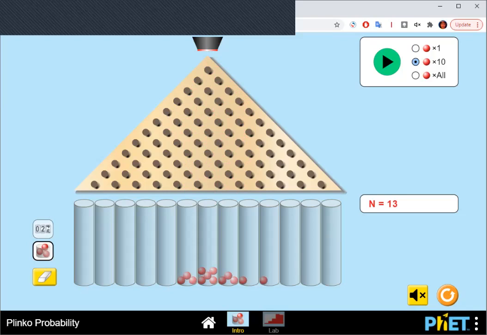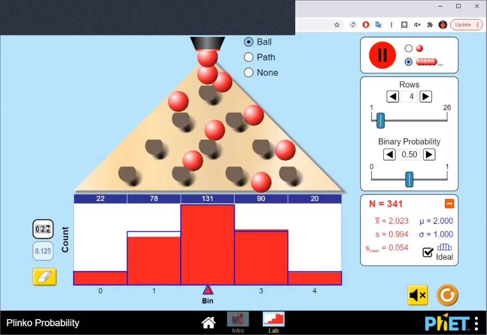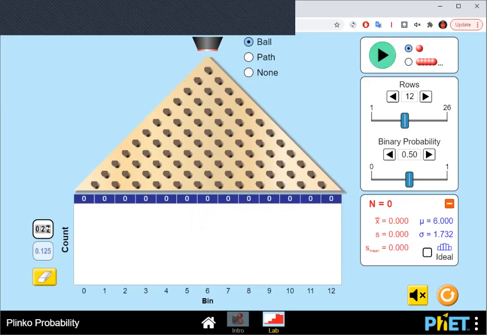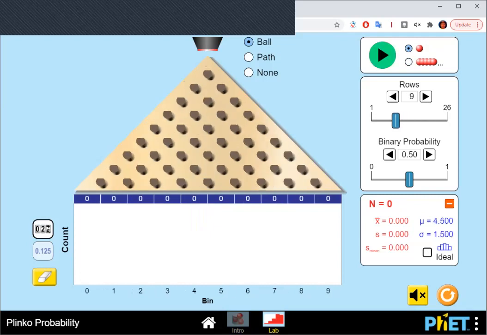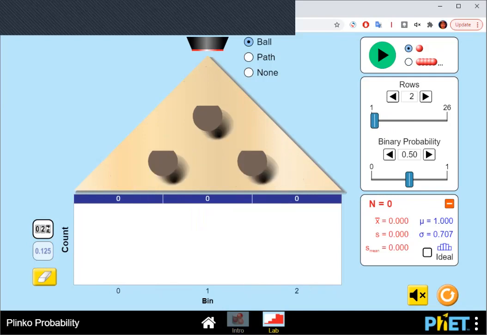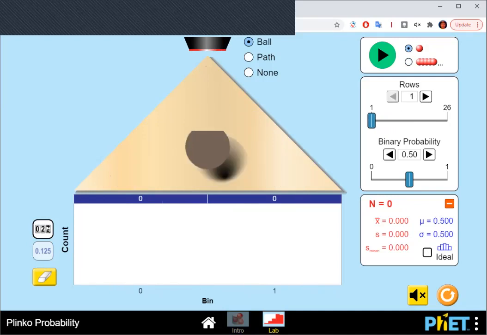So this is the intro. It's just an introduction. Then you can go to the lab. What happens in the lab is that you have several parameters. First, the number of rows, which means how many outcomes you'll have. One row is just two outcomes. So this is equivalent to tossing a coin, right? Left, right, tails, or heads.